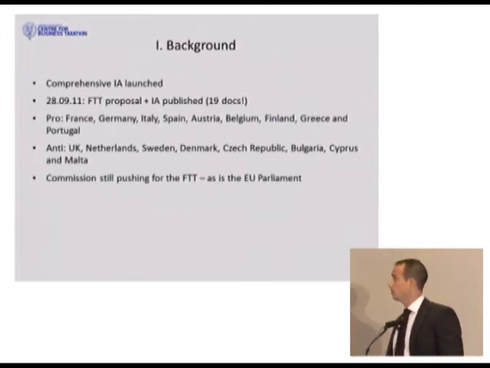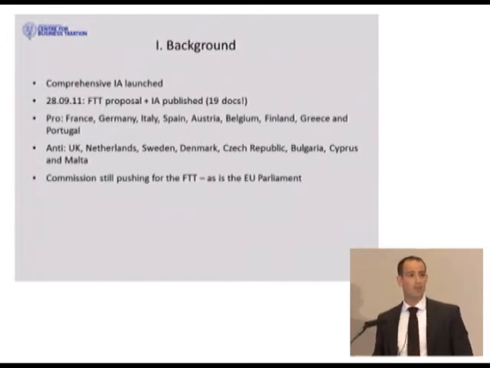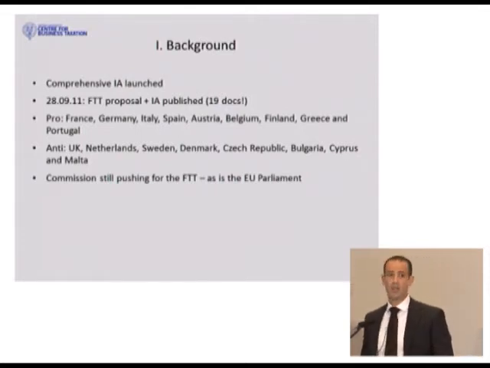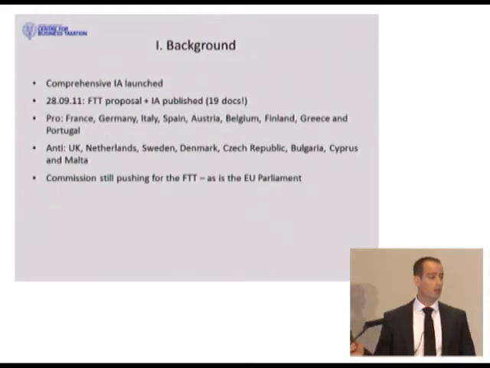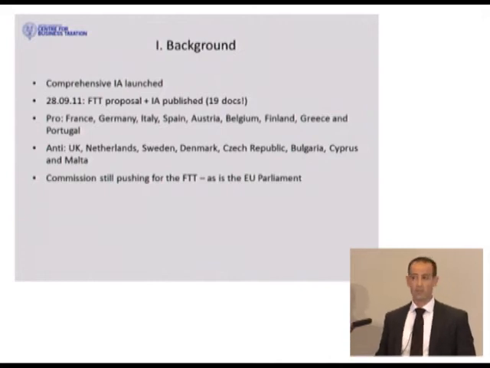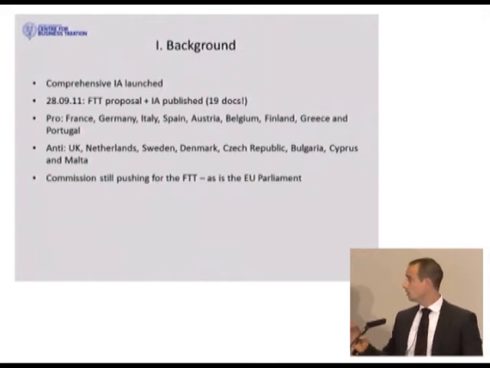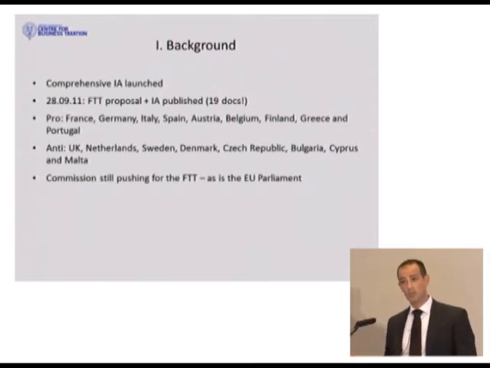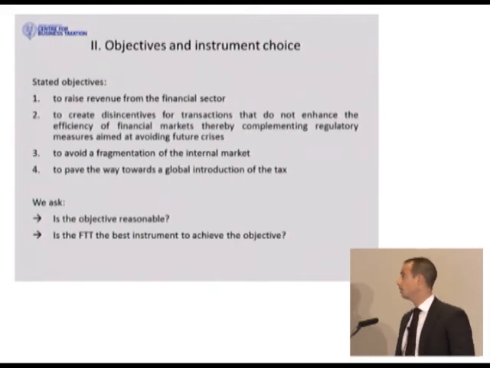At the moment, we're not sure what's going to happen. The Commission and the European Parliament are still pushing very strongly for the FTT they proposed. There is talk of a compromise solution, perhaps a tax which goes along the lines of the UK stamp duty on shares, so a tax with a narrower base. There is talk at times that the 9 member states who are in favor of the tax could go ahead through the enhanced cooperation procedure. But what I'm going to focus on is the proposal of the Commission, because the Commission is still pushing strongly for this tax. It's backed by France and Germany, and the Parliament is pushing equally strongly.